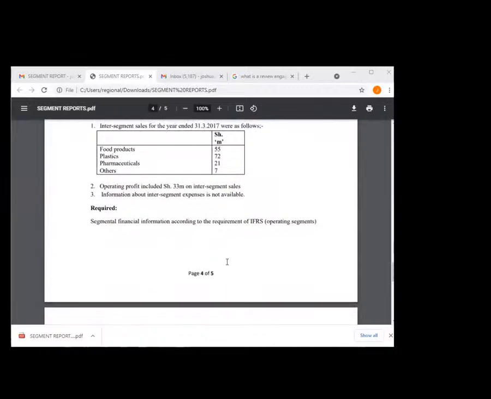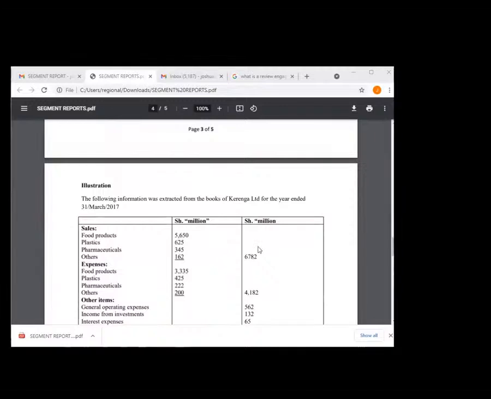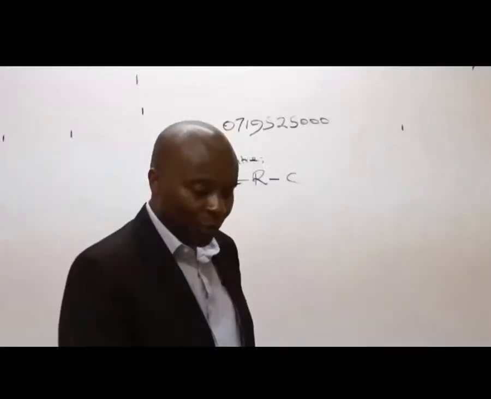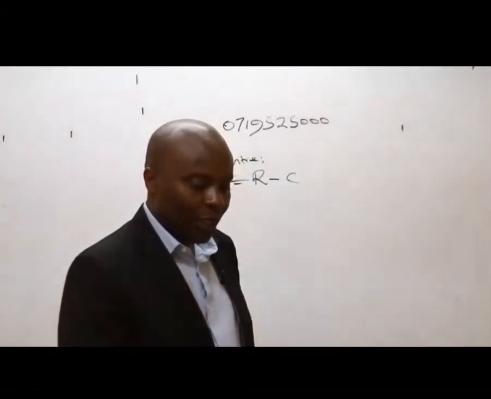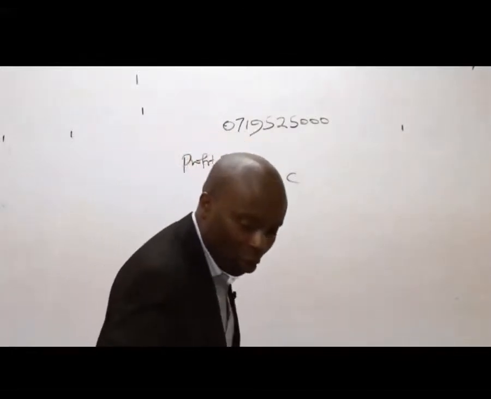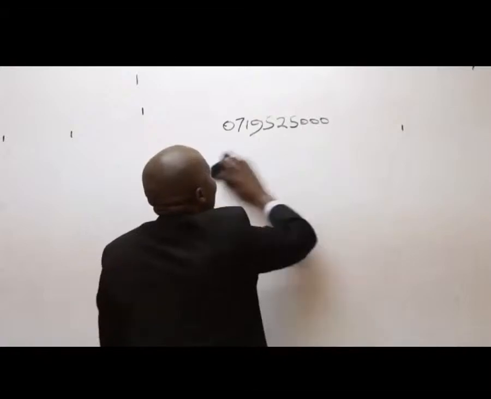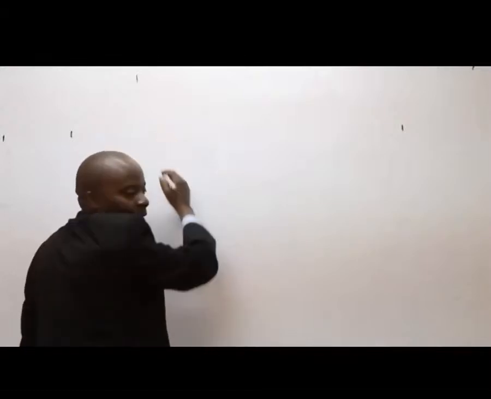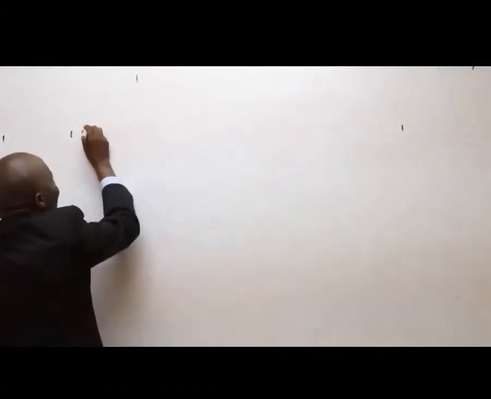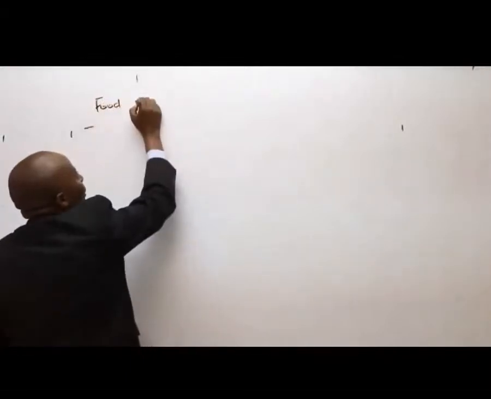So, ladies and gentlemen, I'll be able to answer these very fast. We must know the names of our segments. So what do we have here? I can see we have food segments, and we have plastics.